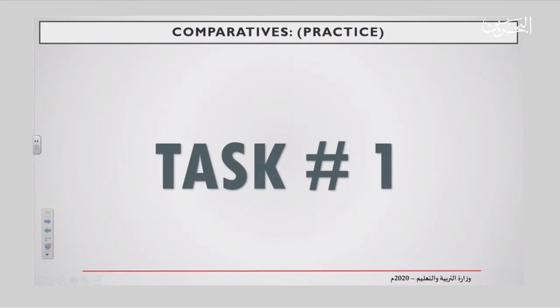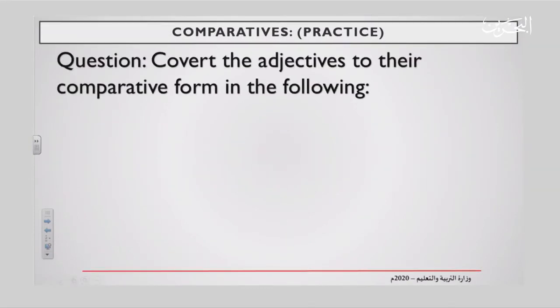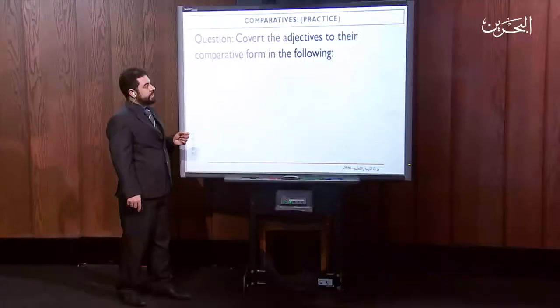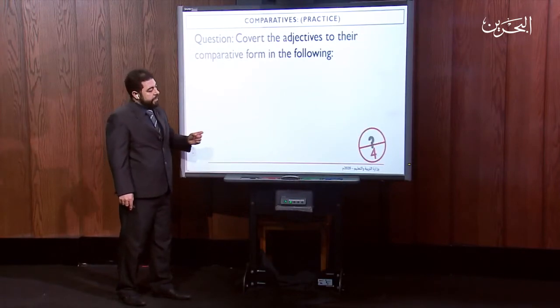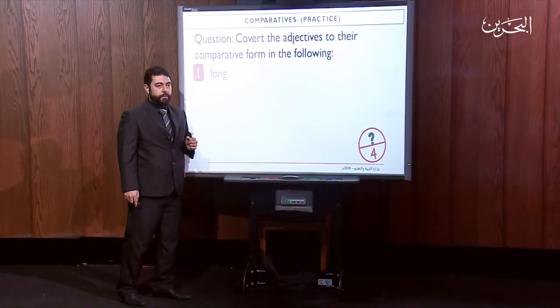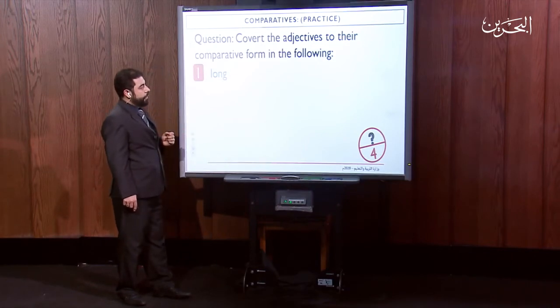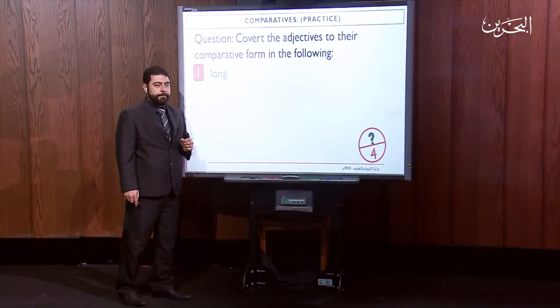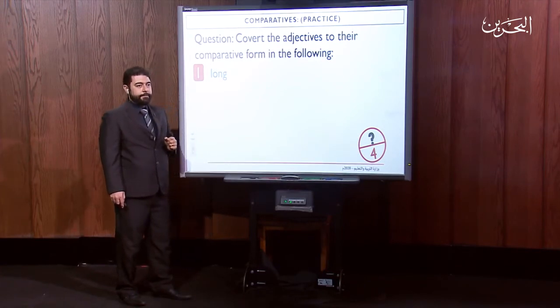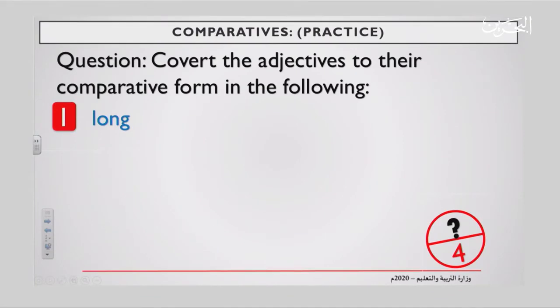You have a task. Convert the adjectives to their comparative form in the following. You have a mark of 4. Question number 1. Long. Change that into a comparative form. All right, let's take a look. Longer. It is a one-syllable adjective. You just add ER.